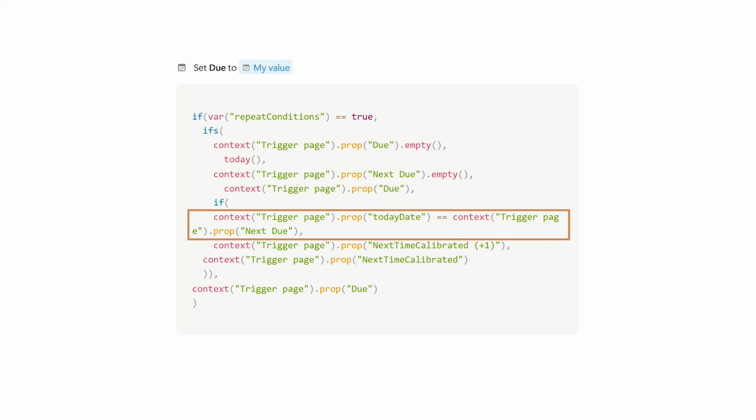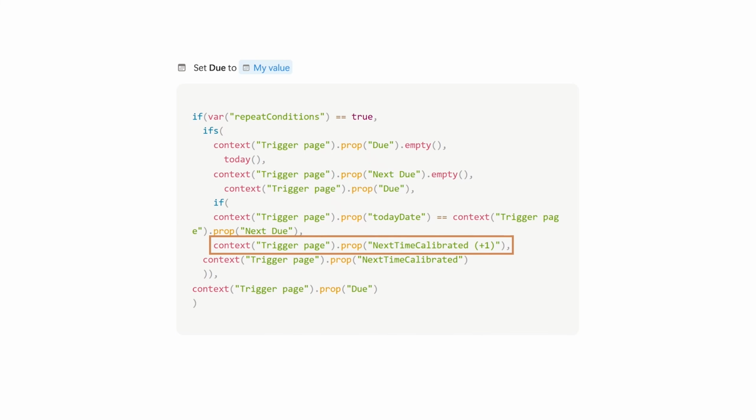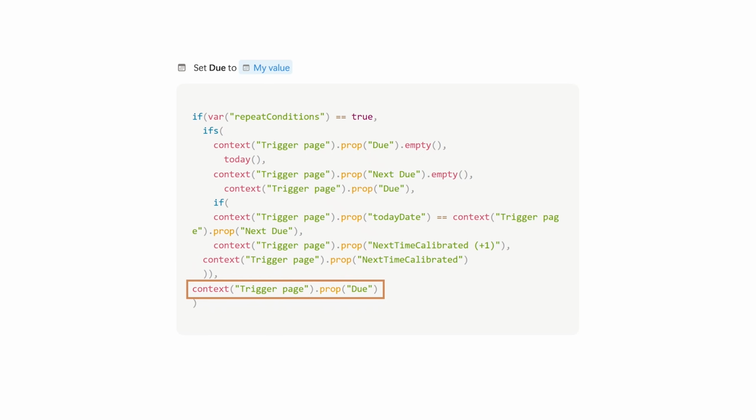If today date is equal to next due, in other words, if the repeat is due today, then move the due date to the next time calibrated plus 1. Else, move it to next time calibrated. And we end this with the else of the due if the repeat condition isn't true.